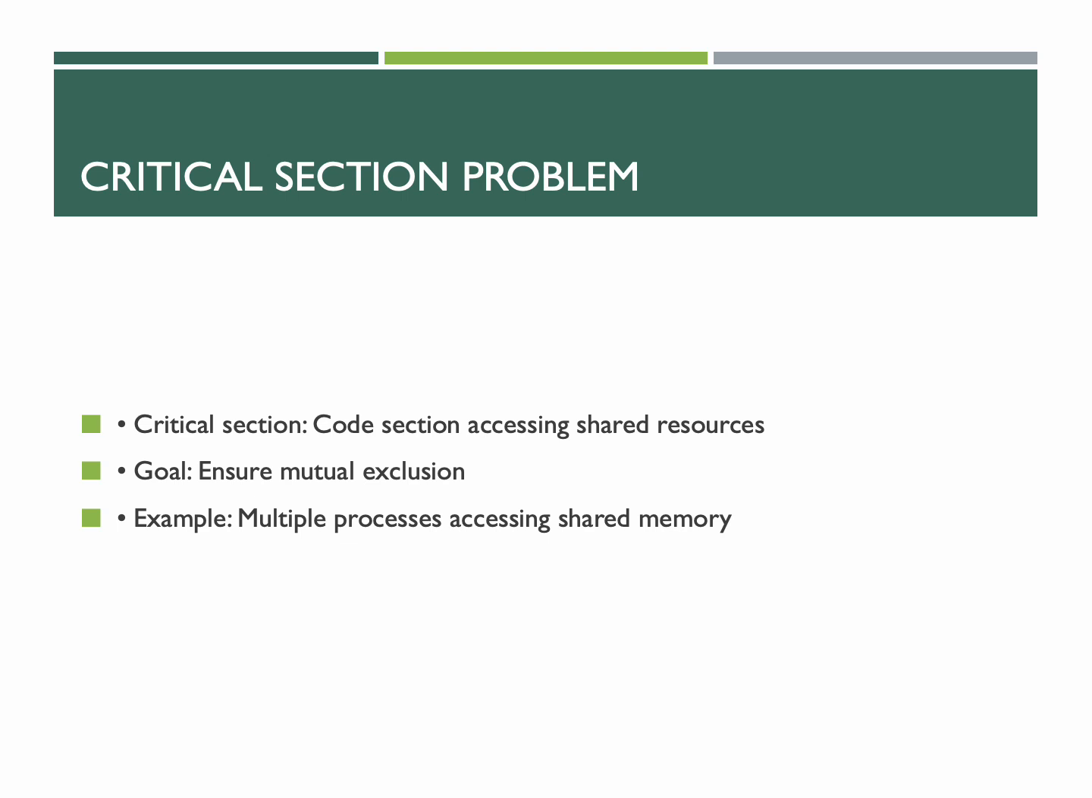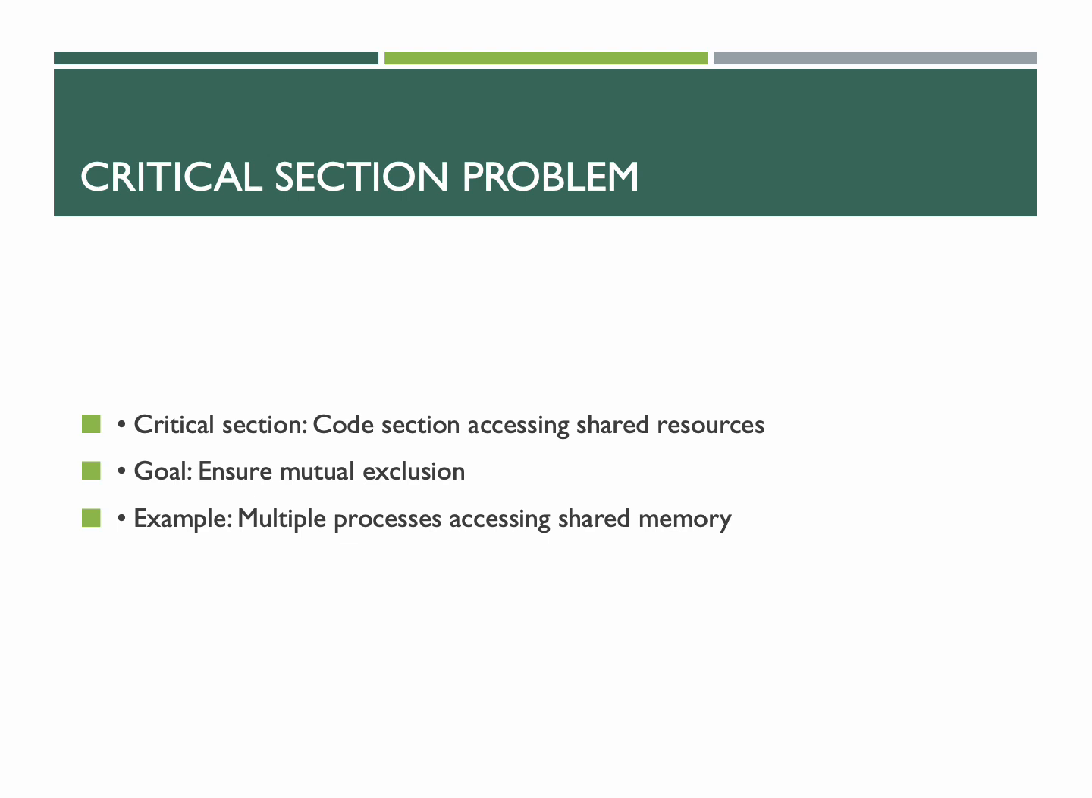So now that we understand why synchronization is necessary, let's talk about one of the key challenges in process synchronization, which is the critical section problem. So, what is a critical section? Well, it is a portion of a program where a process accesses shared resources, such as shared memory or variables. If multiple processes enter the critical section at the same time, it can lead to conflicts and data corruption.